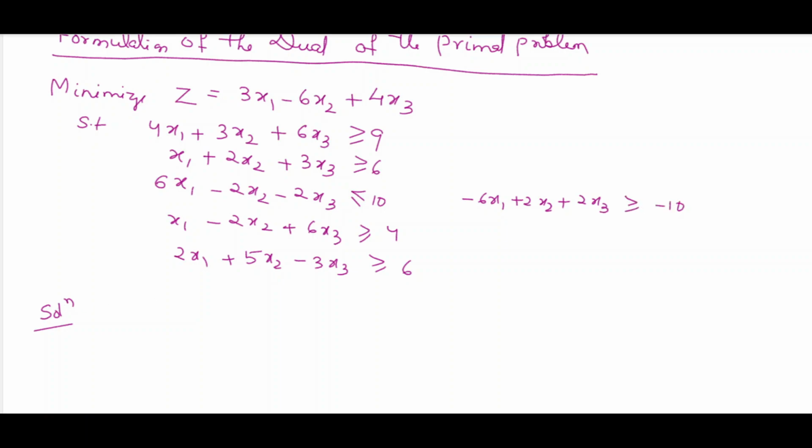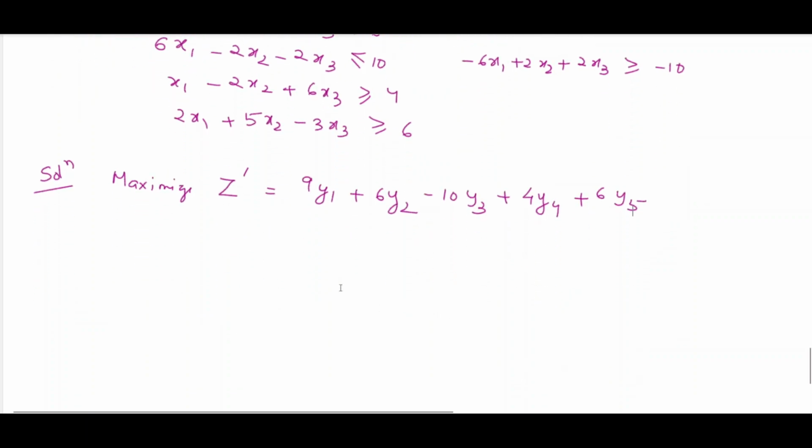So now we have to find the dual of this. It will be maximize, and now your z will be z dash, because it will be a different equation. So it will be 9y1 in this. When we make the dual, our variables are now y's instead of x. So 9y1 plus 6y2, and here this equation has been shifted to this. It will be minus 10y3 plus 4y4 plus 6y5. This is the new objective function of the dual of this problem.